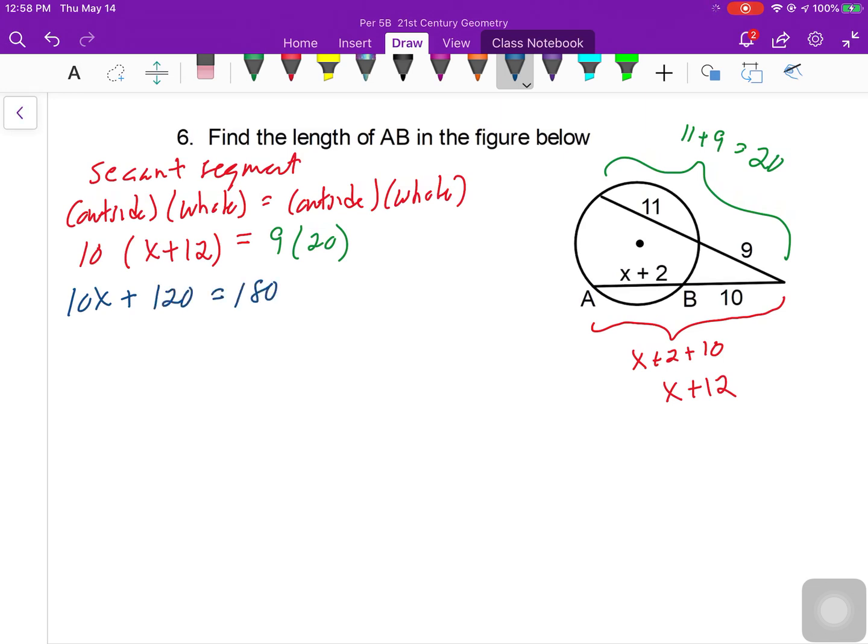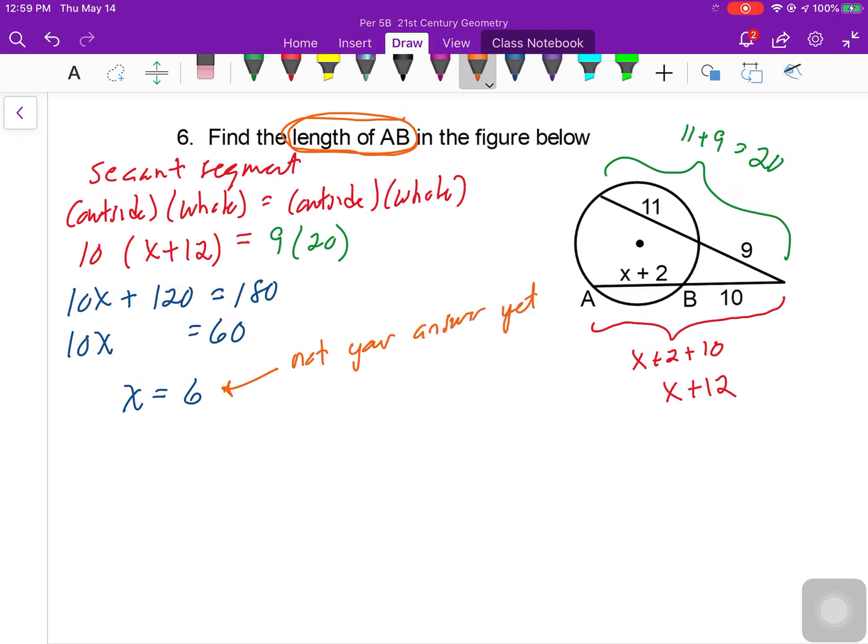Okay, let's go ahead and work this one out. Distributing the 10, we have 10x plus 120. 9 times 20 comes out to be 180. Finishing this, we'll subtract 120, gives us 10x equals 60. So x equals 6.